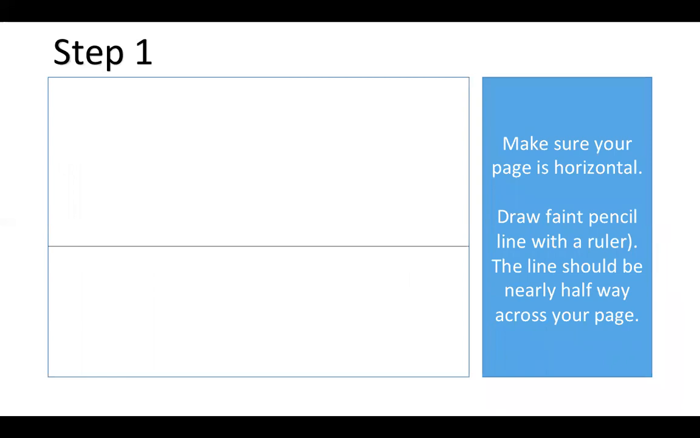So here are some steps to help you to create your picture. You will need an A4 piece of paper, and you would turn your A4 piece of paper horizontal or landscape. You will draw a faint pencil line with the ruler almost halfway across your A4 piece of paper.